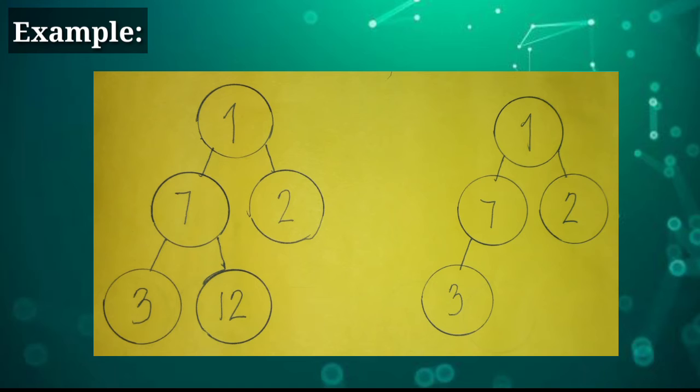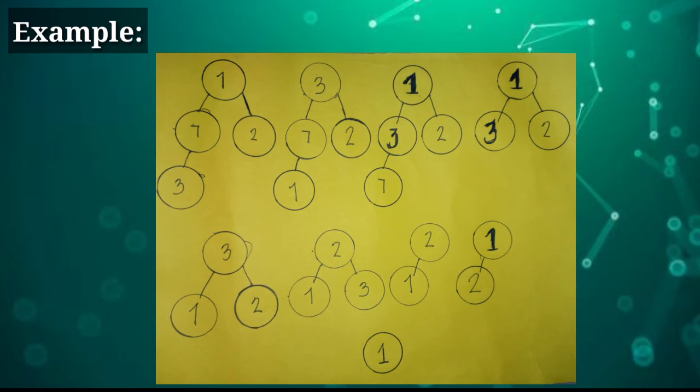Next is create a max heap. So as I've said earlier, max heap parent node is always greater than or equal to child node. Next is swap 1 and 3, then swap 1 and 7. So the first node is 1 and the last node is 7. So we delete the last node, which is number 7.